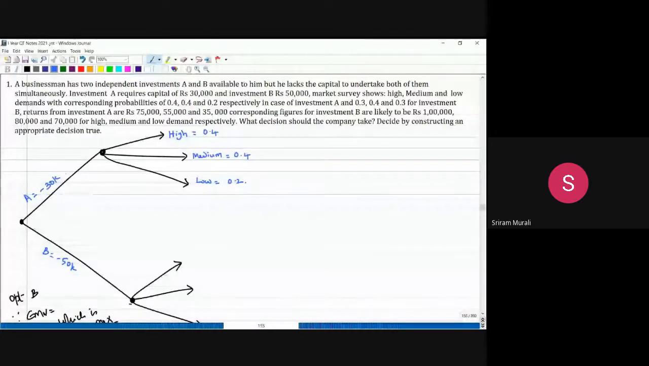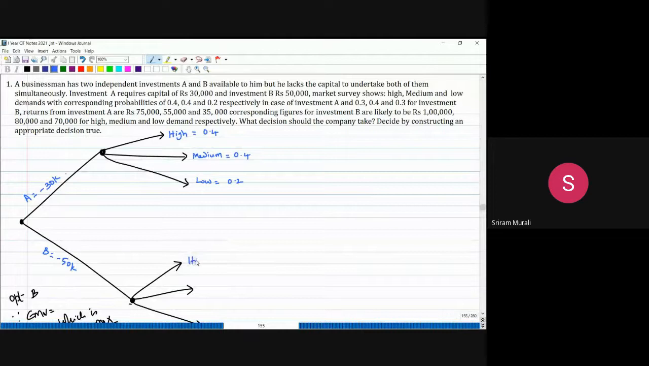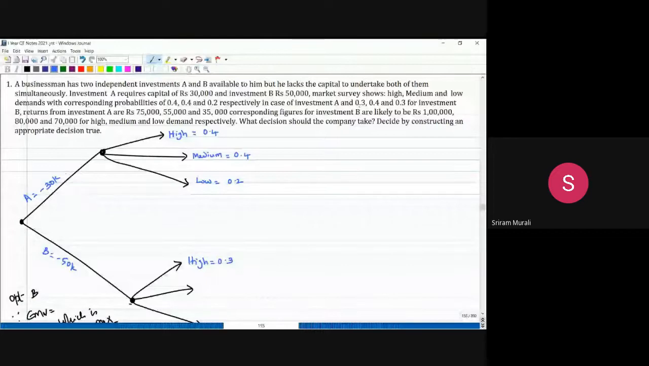Next one, for investment B, what is a high? Market survey shows a high demand for B, it is 0.3. Next one. For B is this, for A is this. 0.3 medium, 0.4 and then low, 0.3.